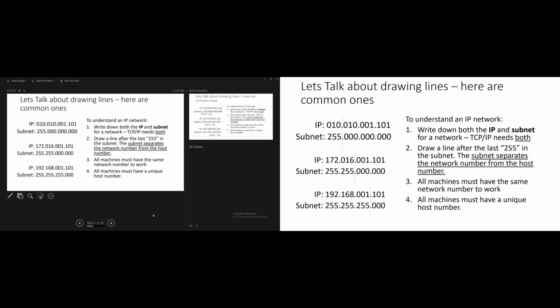And when I'm done drawing that line, I know where my network portion is, where my host portion is. And I know that I've got to keep the network portion the same and the host portion different. And my device should be in that network. The hard part is this, folks. When I say that the host portion has to be different from everyone in the network. Again, keep in mind, we can't have two people with the same phone number. We can't have two people with the same IP.